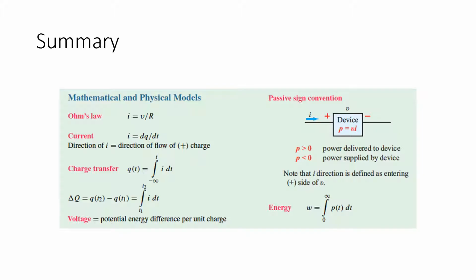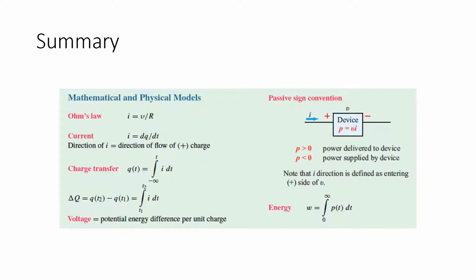The definition of current: current equals the change in charge over the change in time. We also know that the direction of the current is the direction of the flow of the positive charge. So the electrons are actually flowing backwards in the circuit, like we talked about briefly. Electrons have negative charge, positrons have positive charge, so we're actually looking at the flow of the positron.